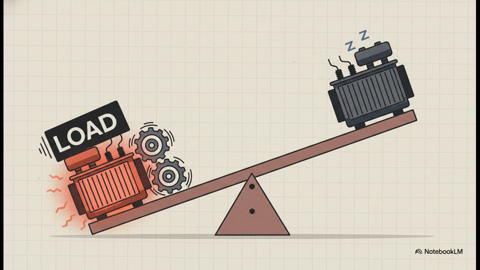And if you get that coordination wrong, this is what you end up with. One transformer does all the heavy lifting, running its tap changer up and down constantly, while the other one just sits there, inactive. This leads to really uneven wear and tear on your equipment and, frankly, pretty poor voltage control for the whole system. You've basically paid for two regulating transformers, but you're only getting the benefit of one.